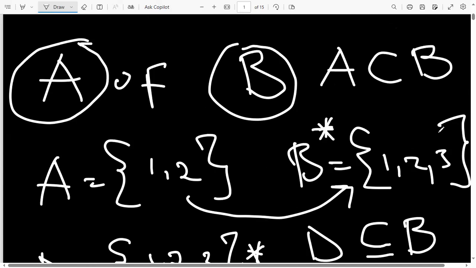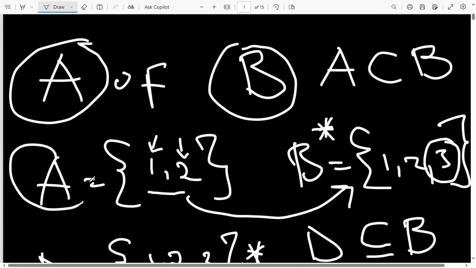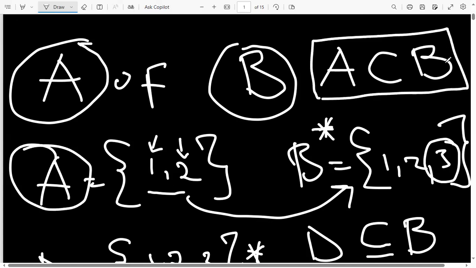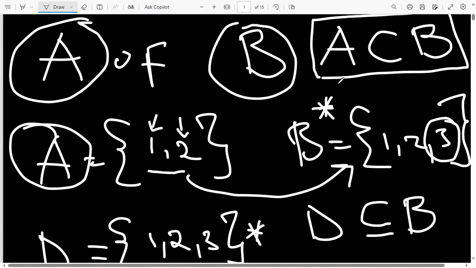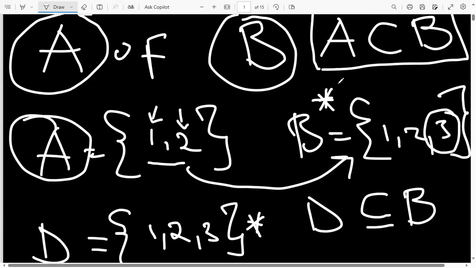Okay, but if some of the elements in this B are not in another set, for example, this A here, we can see that A only has 1 and 2, but this B has 1, 2, 3. So it means this 3 here is not in this set. So we say that this set A is a proper subset of B, because some of the elements of B are not contained in A. So that's the difference between the proper subset and the improper subset. Okay? So I don't know if there are any questions there. Okay, I hope that is clear.